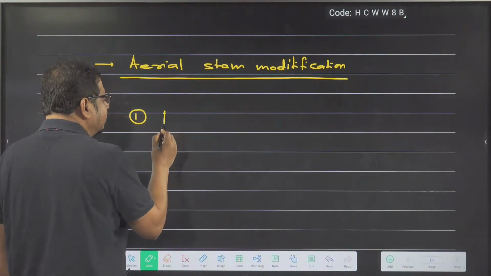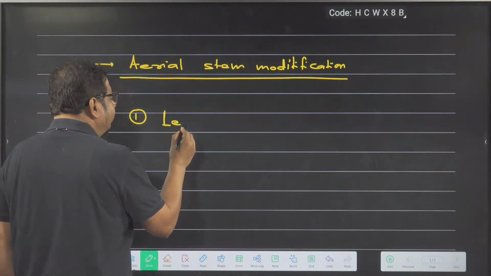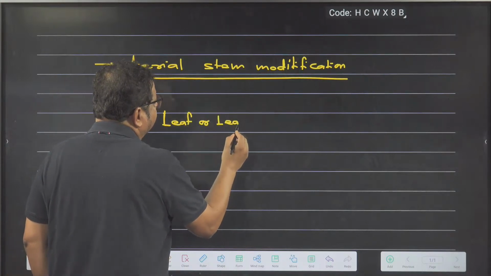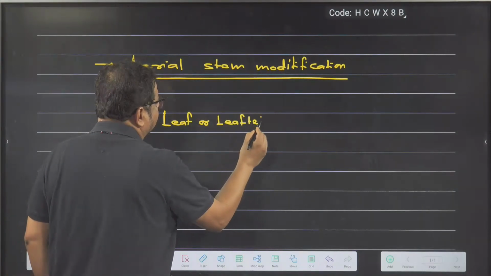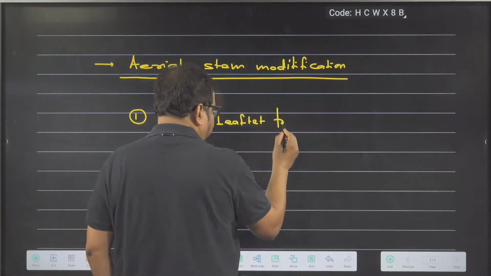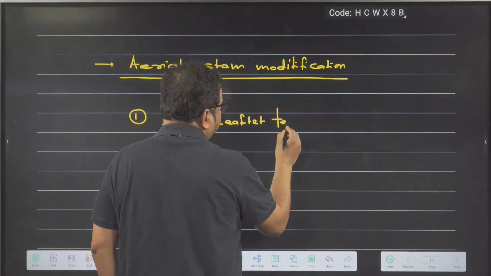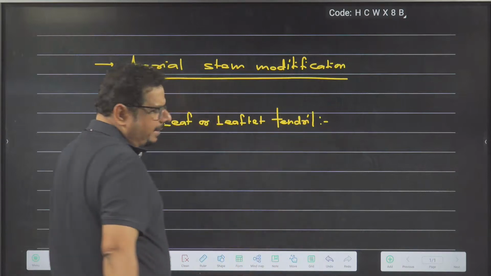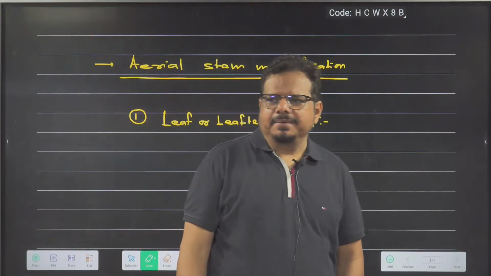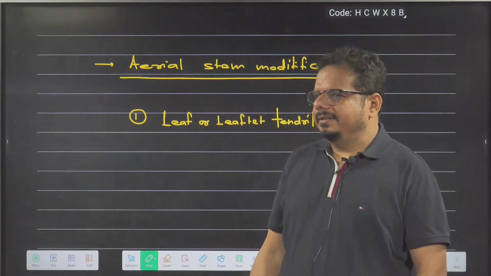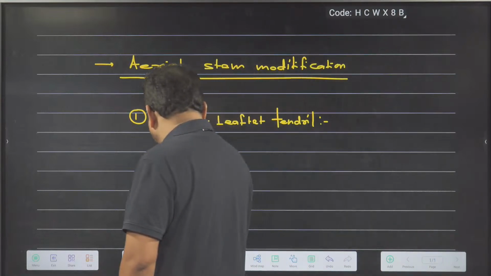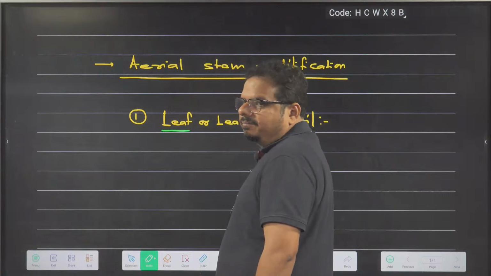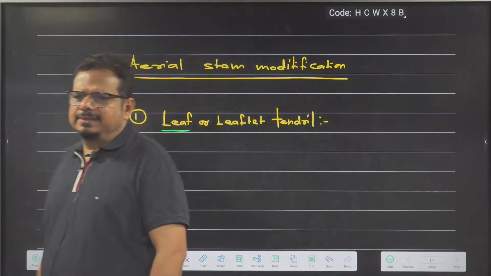I'm writing first about leaf or leaflet tendril. Sometimes the examiner gives leaflet, sometimes leaf. That is the reason I wrote it like this. NCERT only wrote what? Leaf tendril. But even if leaflet tendril comes, it is okay, right?